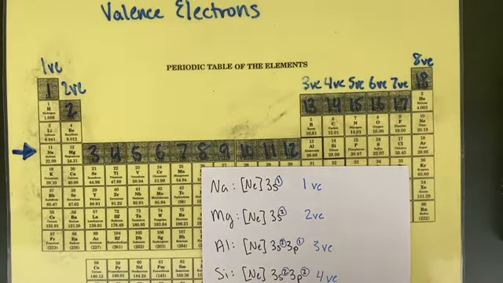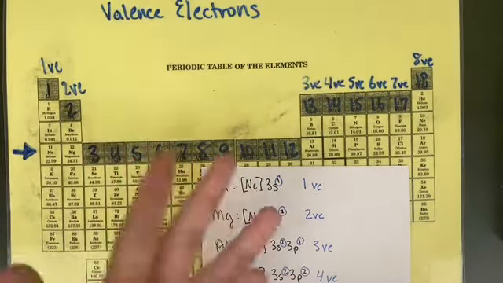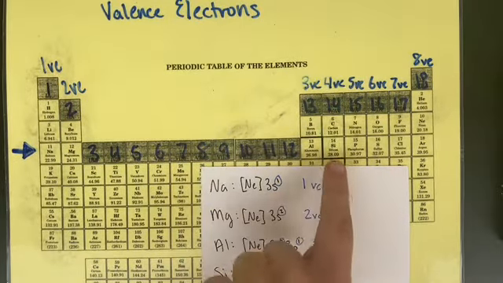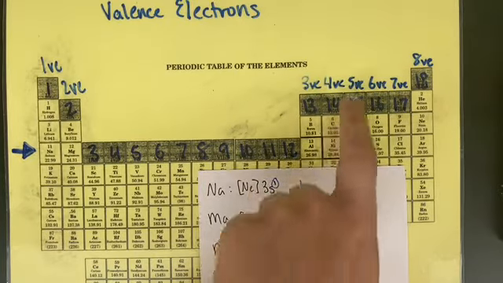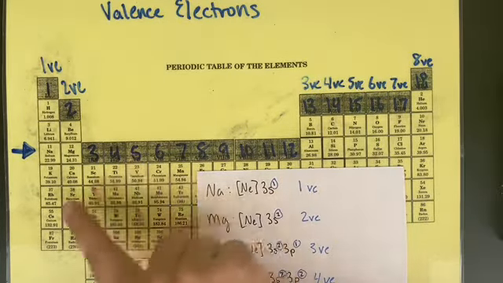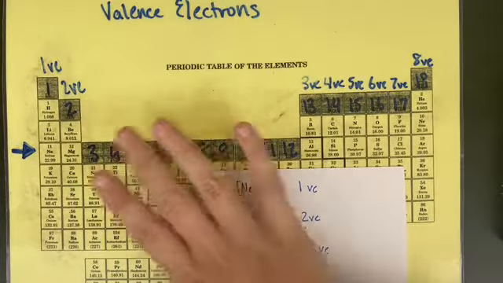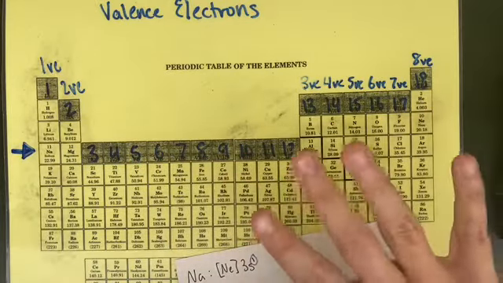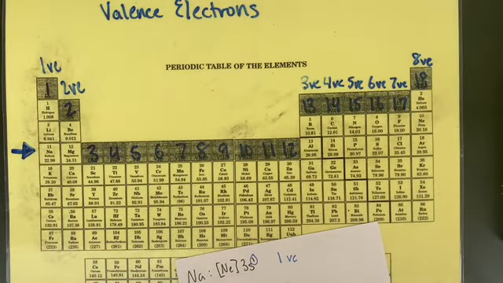So from now on, if you want to know how many valence electrons an element has, just look at what group it's in, what column it's in. If it's over here, it's going to have 1. If it's in group 14, it's going to have 4. If it's in group 16, it's going to have 6. We are not going to worry about any of the transition metals, any of the elements in the d block. Don't worry, you're never going to have to worry about how many valence electrons they have. So we're just going to skip right over those.